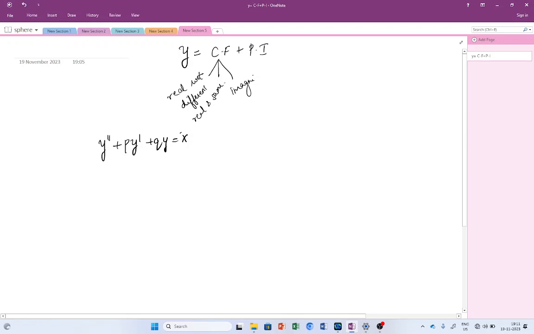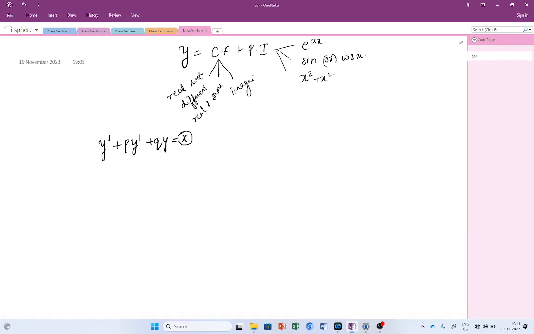Here you're having your right hand side to be capital X. This X is nothing but a function of x. It can be any function of x. While doing your normal ordinary differential equation, you had a restriction: it should be an exponential term, sine term, or cos term, or an algebraic term. But here, your right hand side can be any function of x, and you can use this method of variation of parameters for all problems.